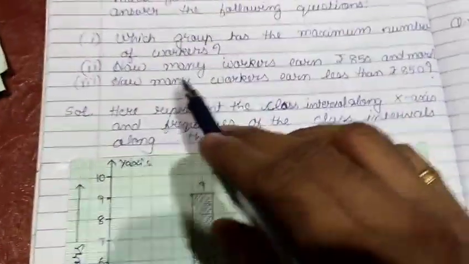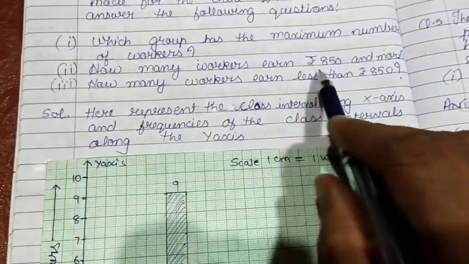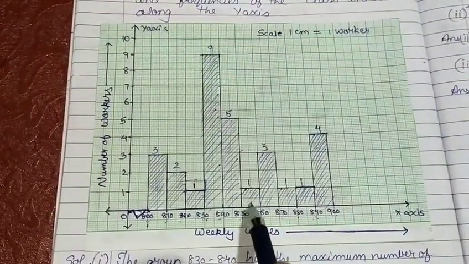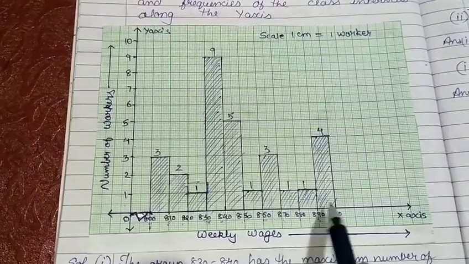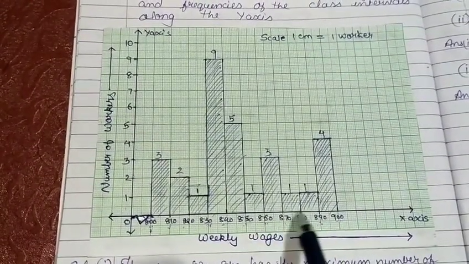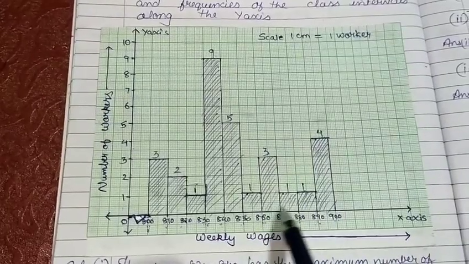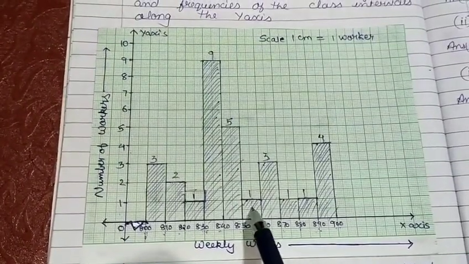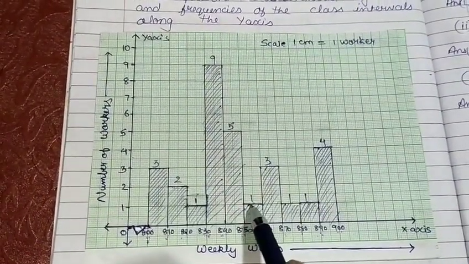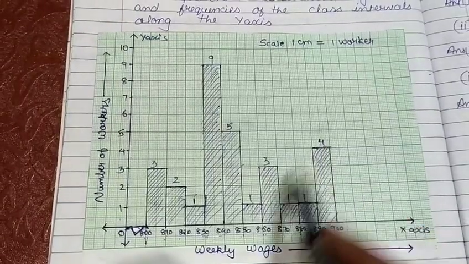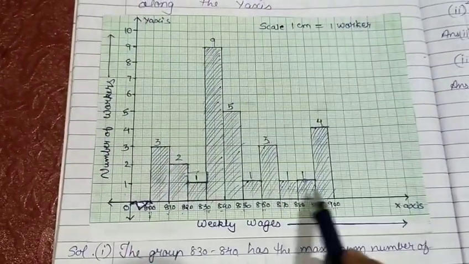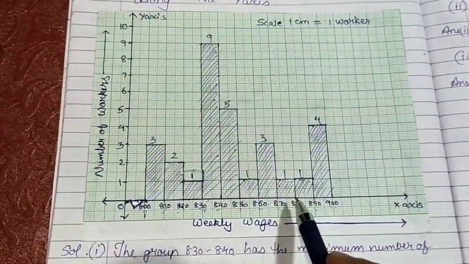Now the next question says, how many workers earn rupees 850 and more? Now we have to find how many workers used to earn rupees 850 and more. Now dear student, from here you have to count all the bars. So one by one you have to count all these bars. It is 1 centimeter, that means 1 worker. The 1 plus 3 plus 1 plus 1 plus 4: 1 plus 3 is 4, 4 plus 1 is 5, plus 1 is 6, plus 4 is 10. So we can say that 10 workers used to earn rupees 850 and more salary.